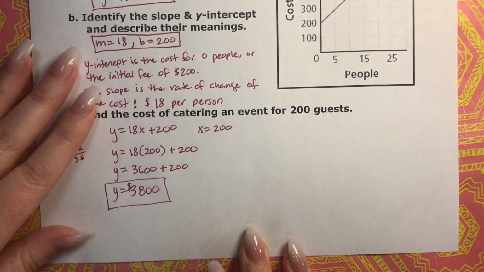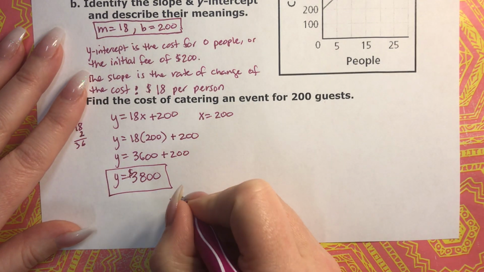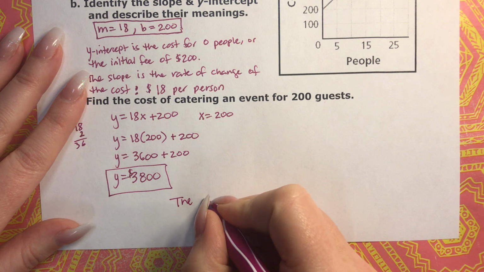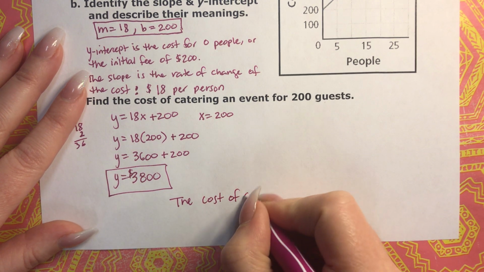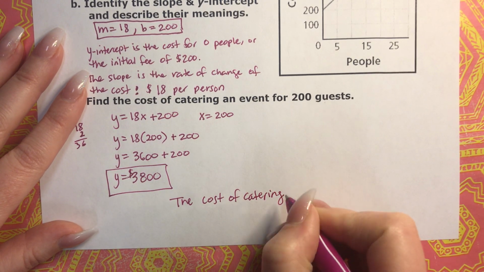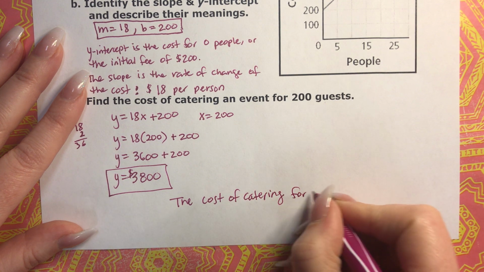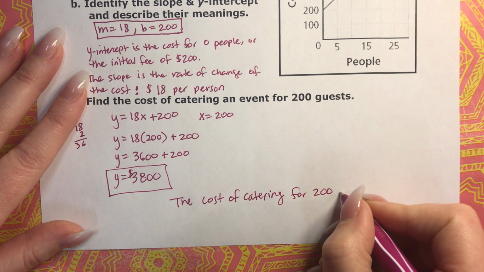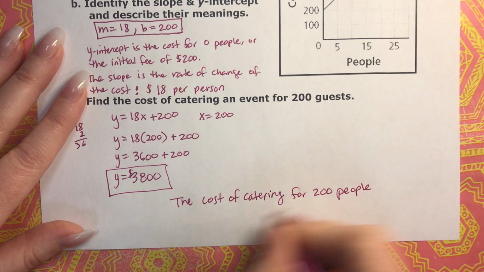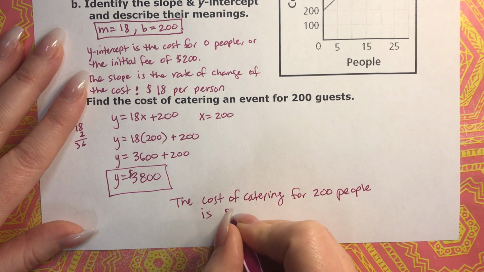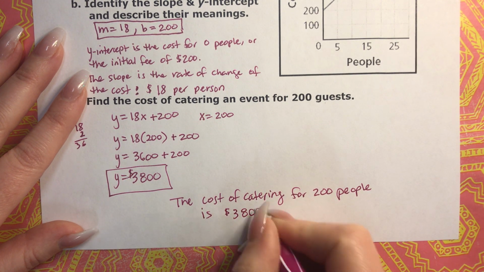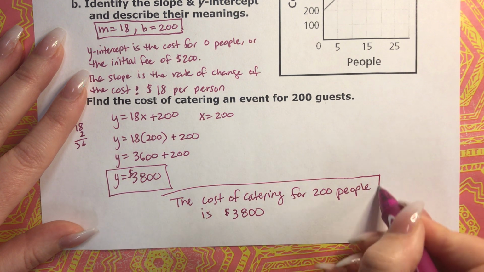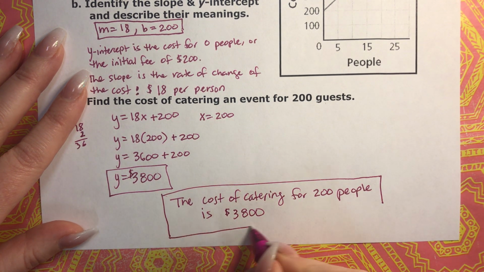So we're going to write our answer in the form of a sentence. I should have done that on the last problem. The cost of catering for 200 people is $3,800. That's a lot. Well, 200 people is a lot of people.